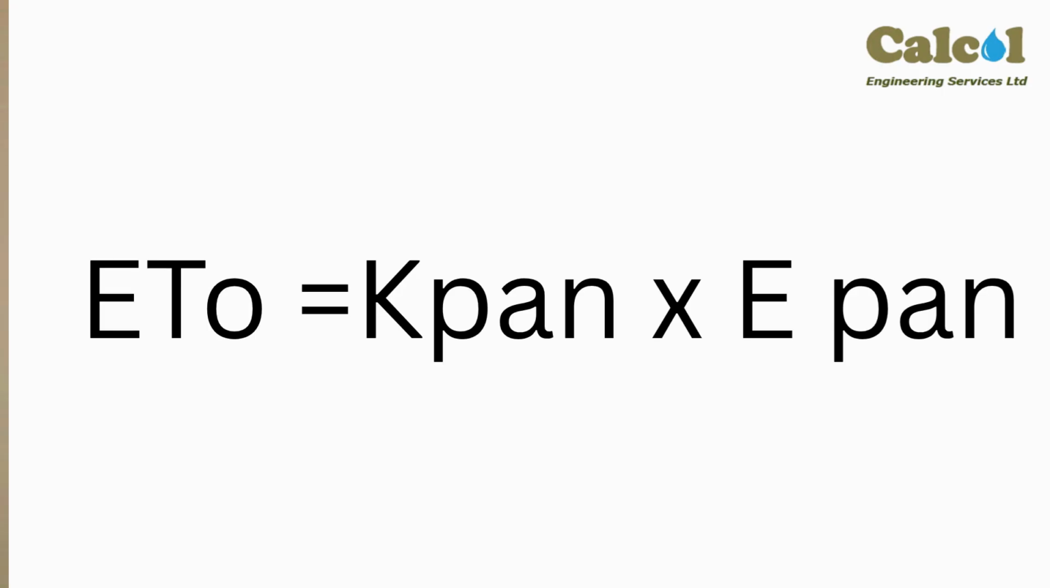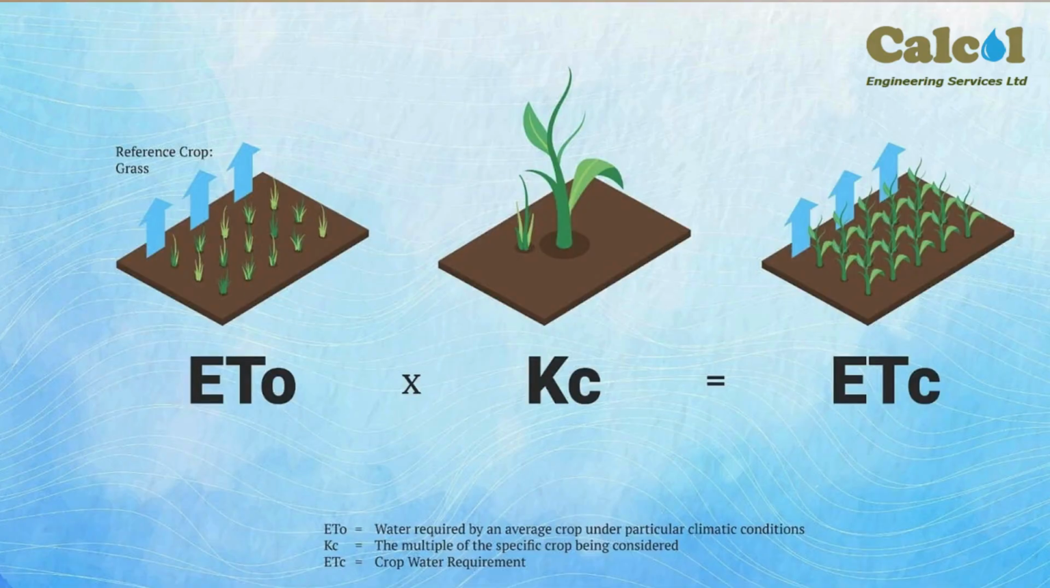So once you determine the ETo, then you'll use the Kc value to determine what we now call the crop water requirement. Pan evaporation takes into account issues of wind, temperature, radiation, and humidity, which are the same factors that affect the crop transpiration rate.